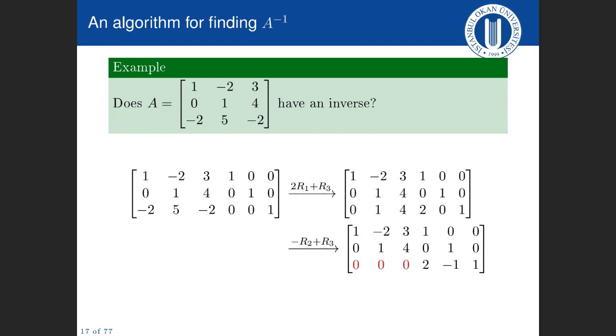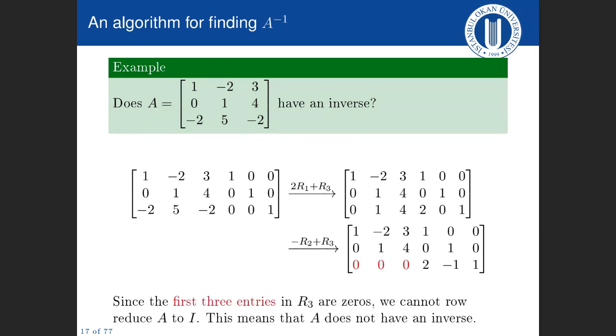Now, the problem is these 3 zeros, which I've written in red. Because we got 3 zeros here, it's not possible to get the identity matrix on the left. It's not possible to row reduce A to I. That means A does not have an inverse. That means that A is singular.